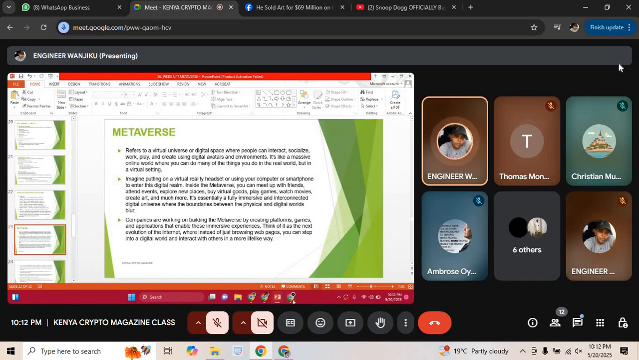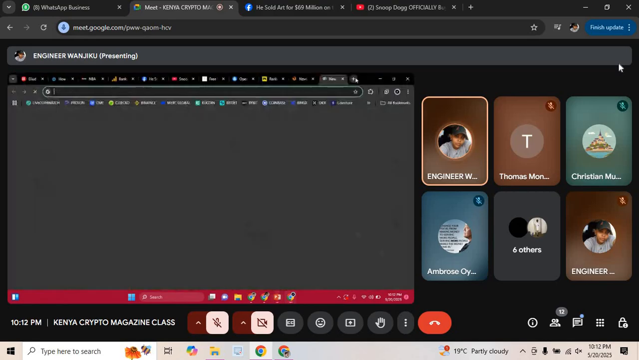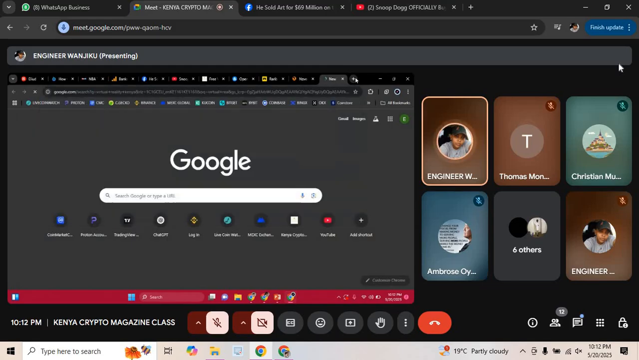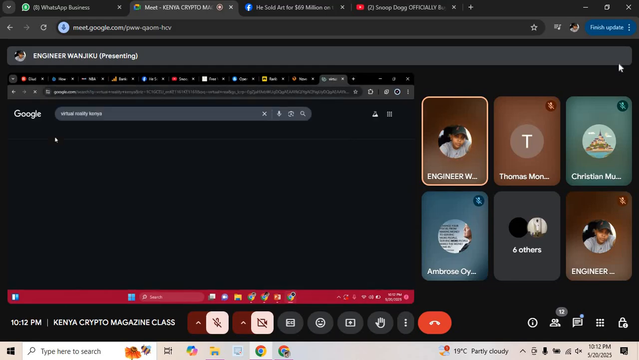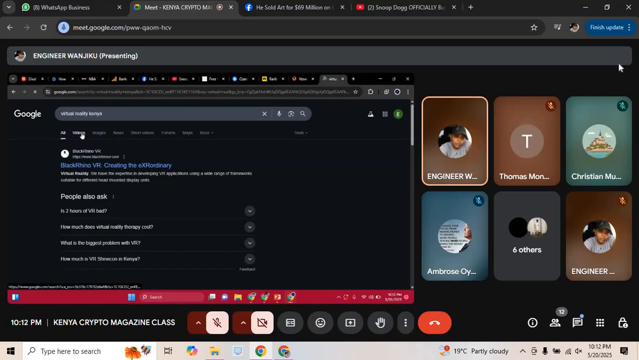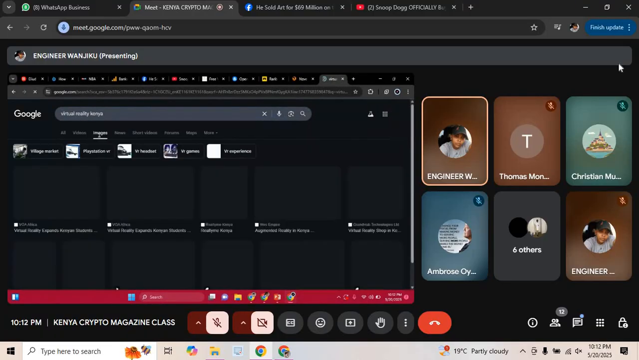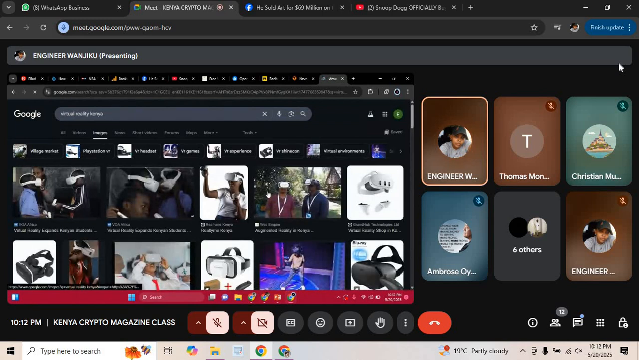VR, this, let me just Google. Maybe, for example, virtual reality gadgets. Yeah, let me just see that. Or images. This one. If you've participated or you've experienced a VR, thumbs up. No one.